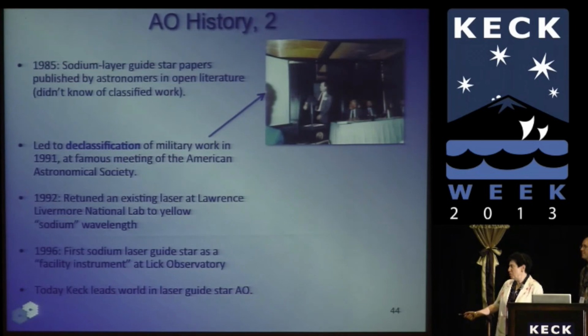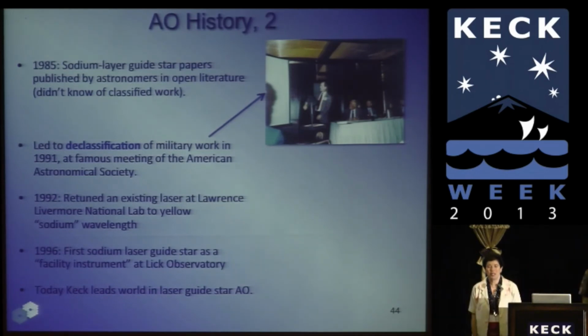There was a very famous meeting of the American Astronomical Society, which I remember to this day, where Bob Fugate stood up and talked about the classified work. Charlie Townes was one of the people who organized the meeting. And when the results were announced from the military lasers, you could sort of see the shockwave propagate back through the audience.